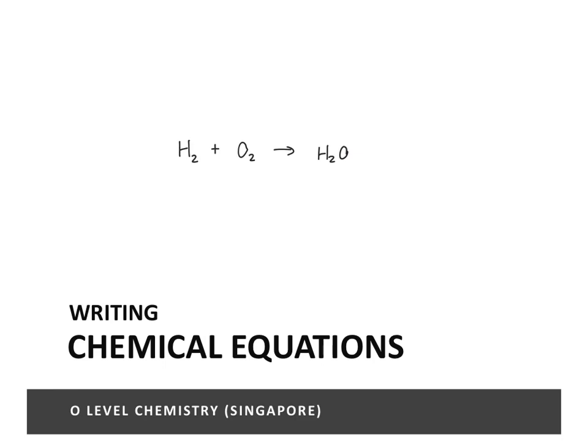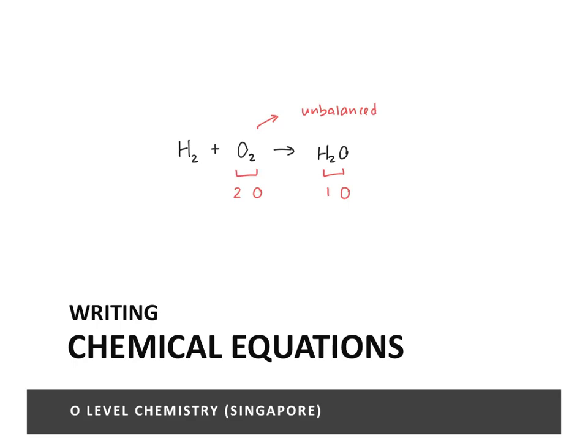Because if you look at the number of oxygen atoms on the left, there are actually 2 oxygen atoms. And then if you look at the number of oxygen atoms on the right, there's only 1 oxygen atom. So where did the missing oxygen atom go? Right, for equations like this, they look incorrect because it is not balanced, or unbalanced.